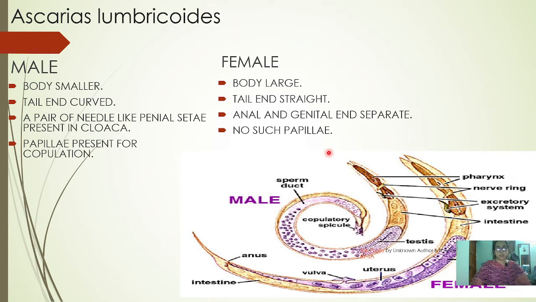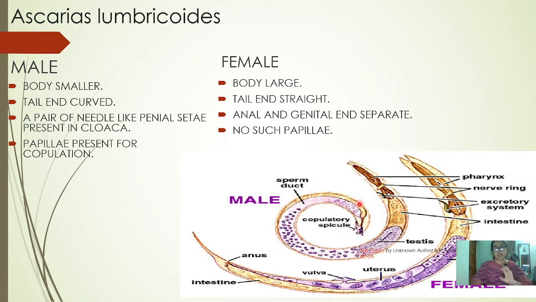I have pointed out some interesting features. First, you can tell by their size. If the size is long, you can easily say that this is the female Ascaris lumbricoides, and if the size is short, it is the male. One interesting point to note is that in the male, the tail part is slightly curved, whereas in the female the tail part is straight.